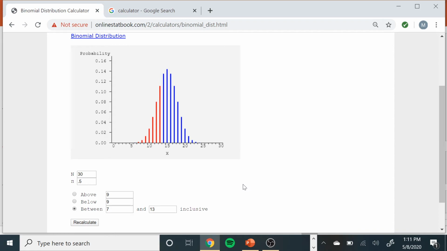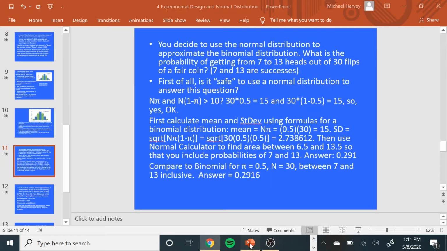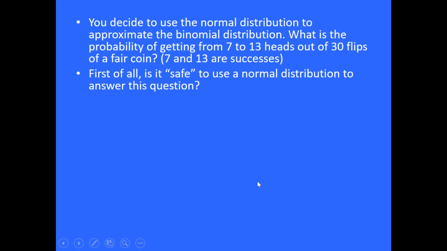So now what we're going to do is use the normal calculator to do this. Remember, we've got to cut off a little above and a little below, because if we superimpose it, we're going to be cutting off pieces of this. So what do we do? First of all, we might ask the question, is it safe to use a normal distribution? This is when we go back to that rule of thumb.